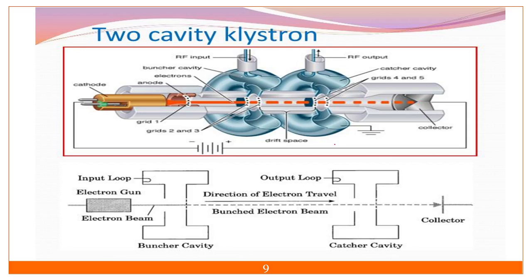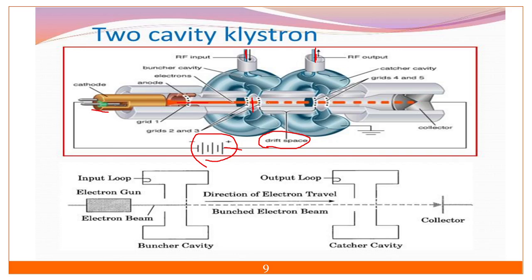Again, the structure is like this. The cathode generates an electron beam. This color indicates the electron beam. Here is my RF input signal, and here I am extracting my output. The space between these two is my drift space. The polarity is given like this: the cathode has negative potential, and the collector has positive polarity.